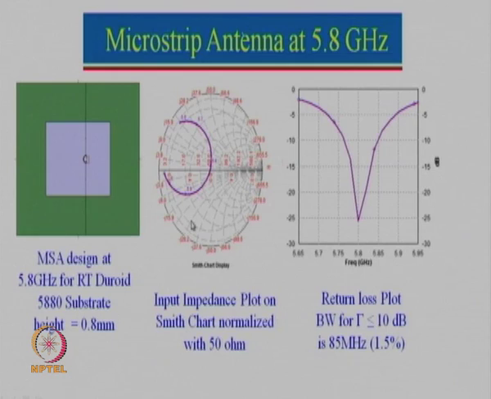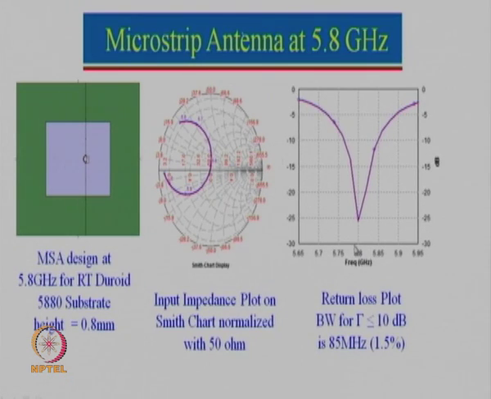I did mention to you about the microstrip antenna. Just to show you, we had designed a microstrip antenna at 5.8 gigahertz, and we chose the feed point carefully so that we can get the impedance match. So, here is the Smith chart for this particular antenna. You see that this plot is passing through the central point where impedance is exactly equal to 50 ohm. So, there is an impedance match.